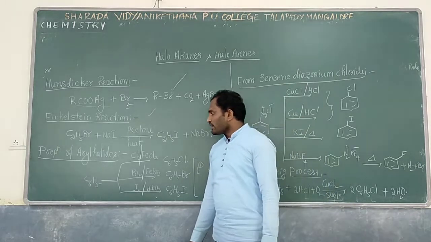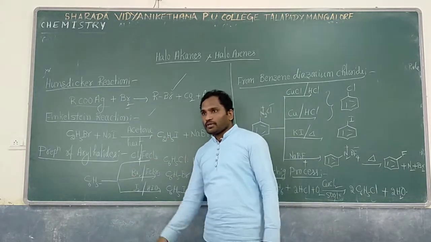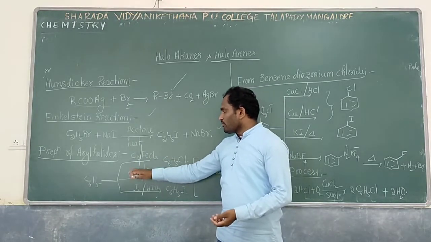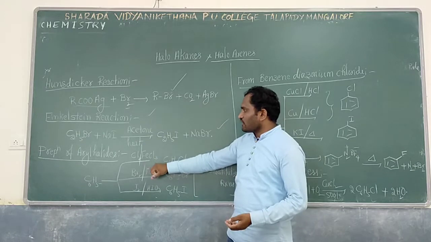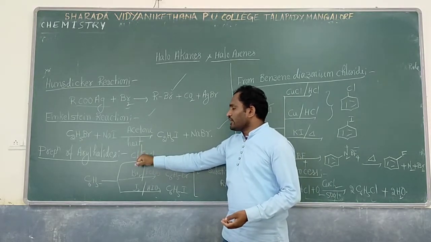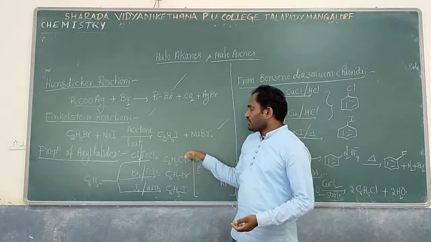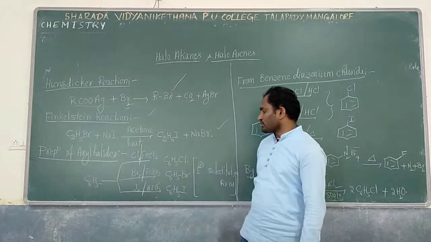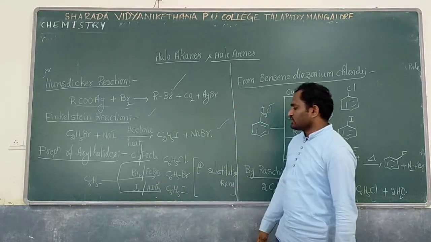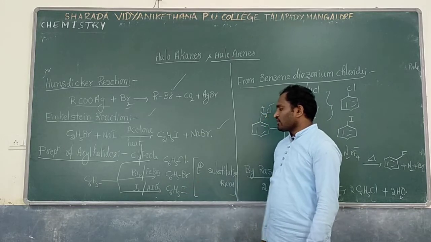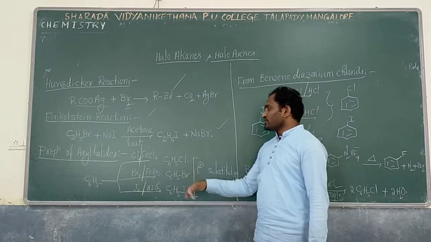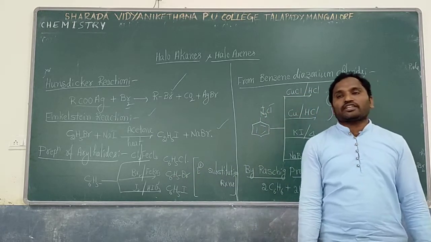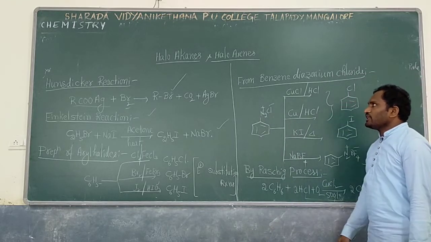Chlorobenzene, if you want to prepare chlorobenzene. It is also called iodobenzene, bromobenzene, chlorobenzene. Next, these are all examples of electrophilic substitution reaction.